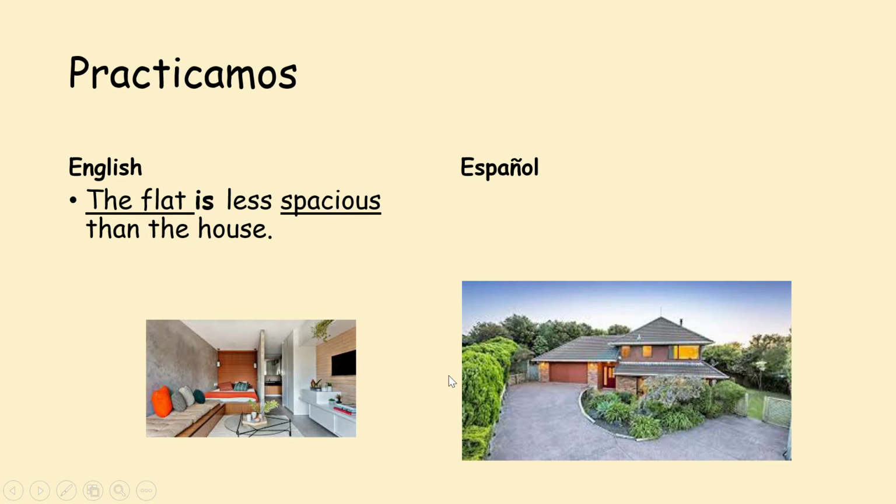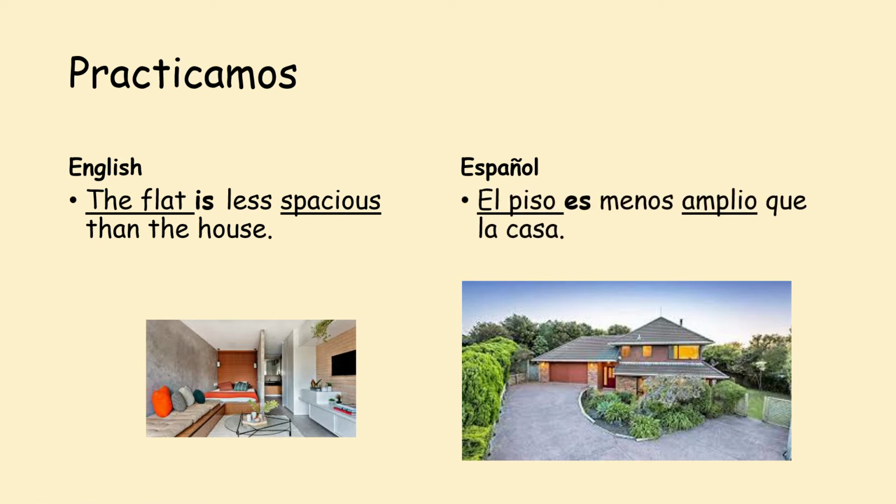This one here doesn't have a literal option for you because this is quite literal in itself. The flat is less spacious than the house. Give it a go and come back for the answer. Which is, el piso es menos amplio que la casa. Amplio and piso underlined because they agree. Es because it's bold. And instead of más, we're saying less, so it's menos.